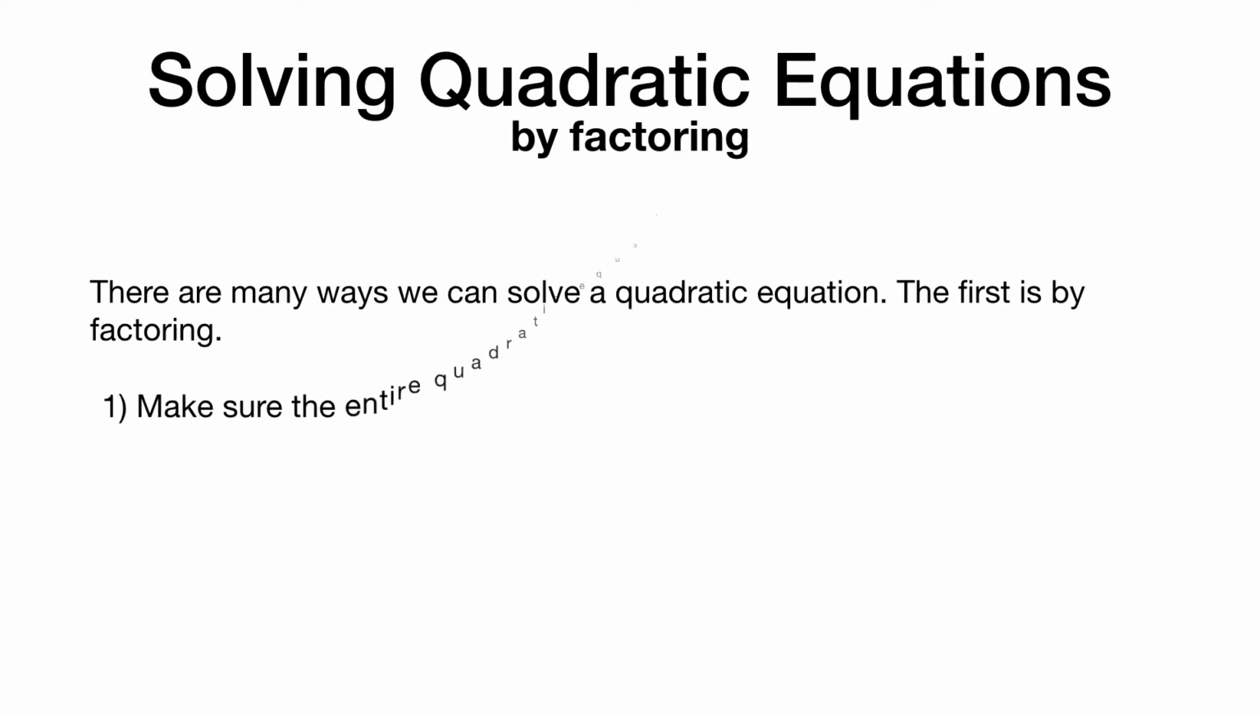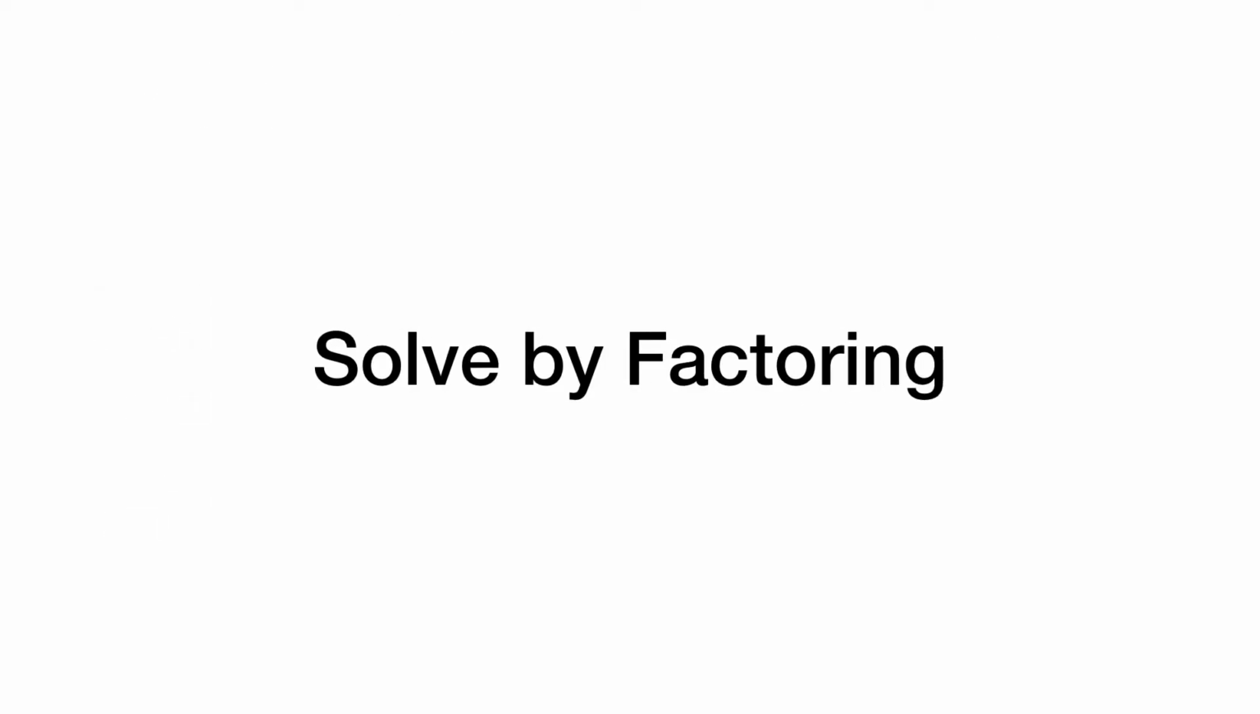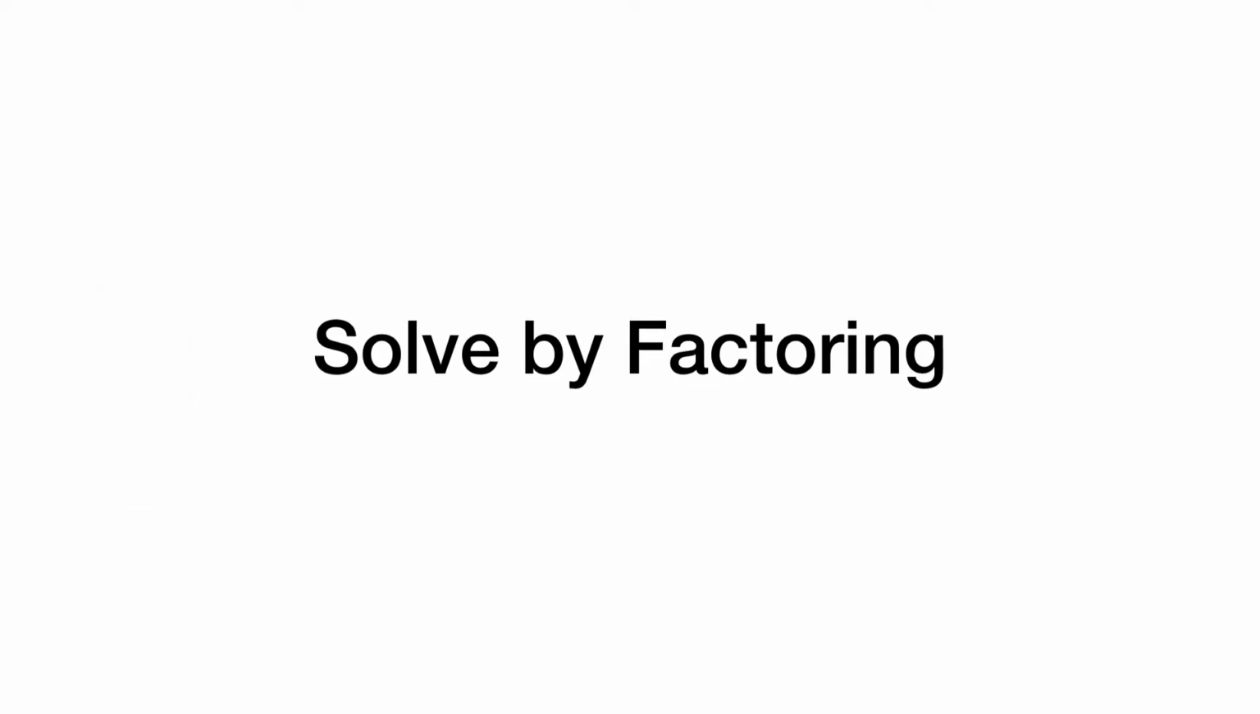First, we have to make sure that the entire quadratic equation is equal to 0. And second, after we check for any greatest common factors, like everything's a multiple of 2 or 3, we have to factor it out and then set each factor to 0 and solve. So let's solve some by factoring. All right, so here's our first one.